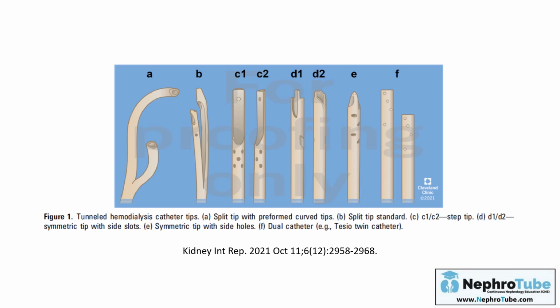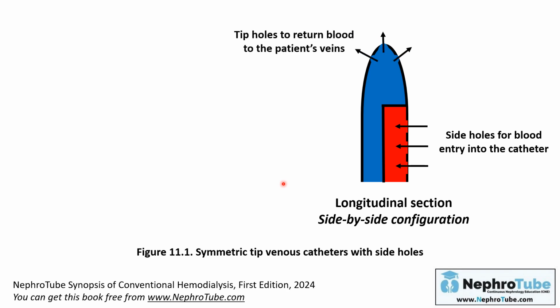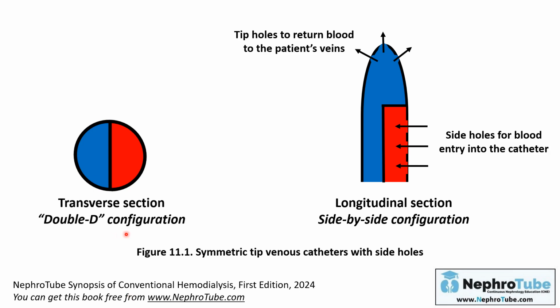Let's go through this shape more. If you take a longitudinal section in this catheter, you will find there are side holes for blood entry from the venous blood of the patient into the catheter. Then this blood will go to the hemodialysis machine to be dialyzed. Then the blood will return from the tip holes to the patient's vein. If you take a transverse section in this catheter, you will find that it is double D-shaped. One side for the blood entry from the patient and one side for the blood to return to the patient's vein.